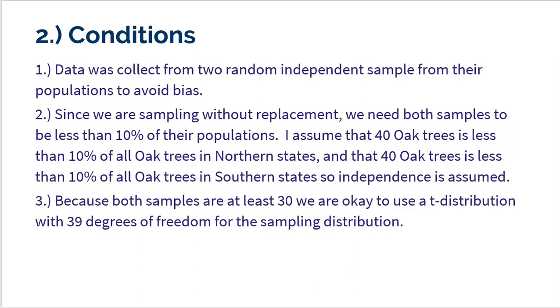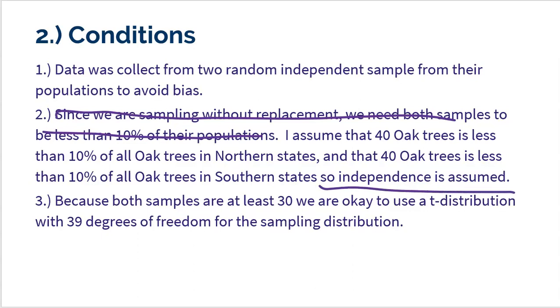To be honest, when you're doing this on a test, you don't have to say this, right? I'm just explaining to you in this video why we need that, okay? You just have to say, hey, 40 oak trees is less than 10% of all oak trees in the northern states, and 40 oak trees from the south is less than 10% of all oak trees in the south. Pretty sure there's lots of oak trees out there, so that independence is assumed.